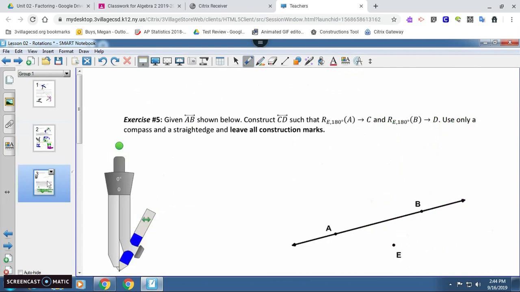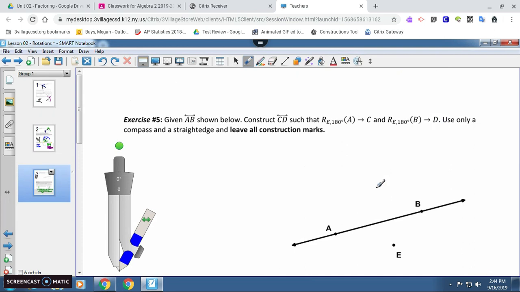Now on the next page, we're going to rotate a line AB into a new line CD. But this statement here is saying that E is your center of rotation. We're going to rotate 180 degrees, so A becomes C. And we're going to use E as the center again of 180 degrees, with B moving on to D.